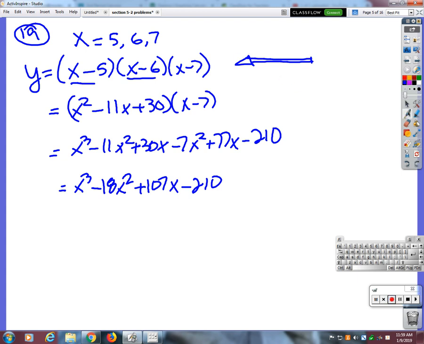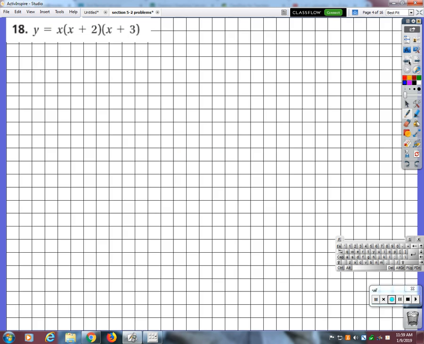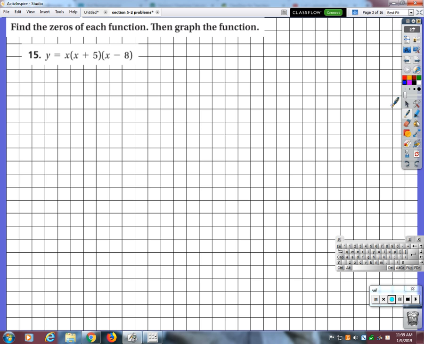How's that? Brianna? Slightly better now? Okay. Yeah, it was supposed to be an arrow.